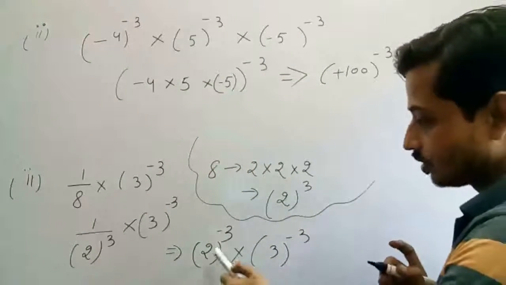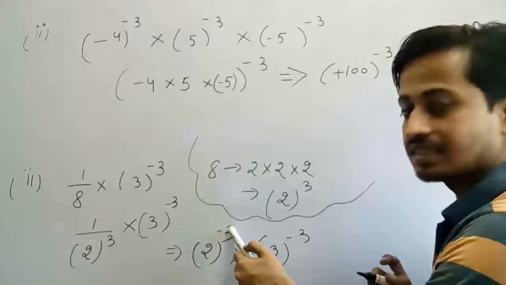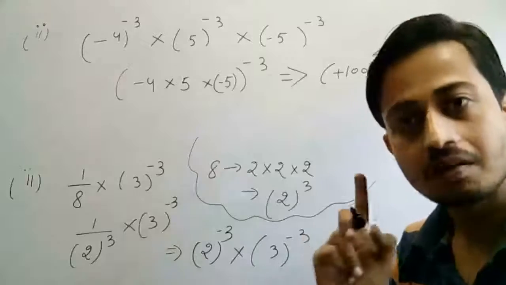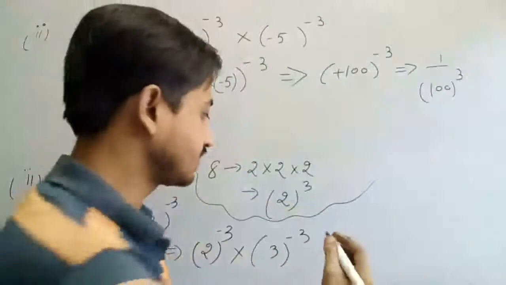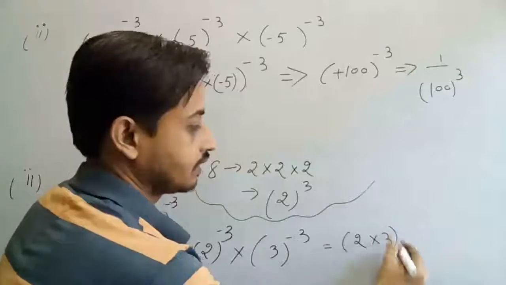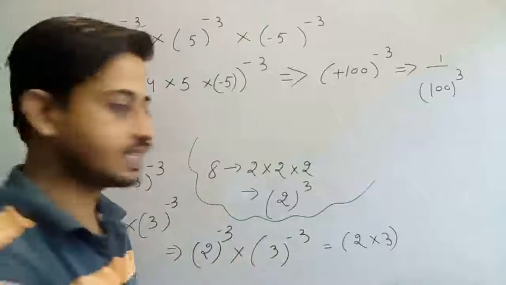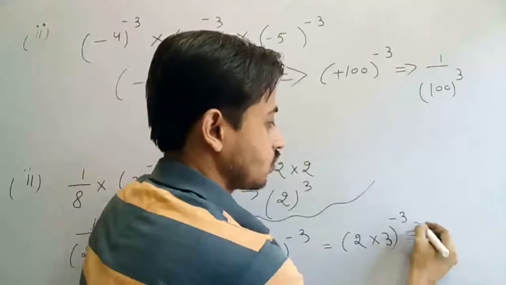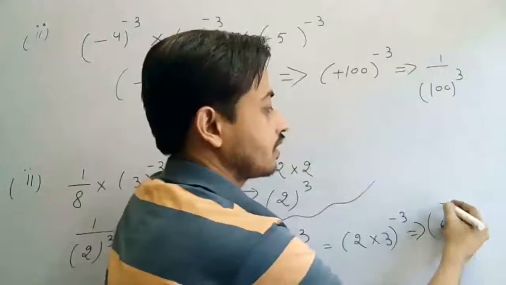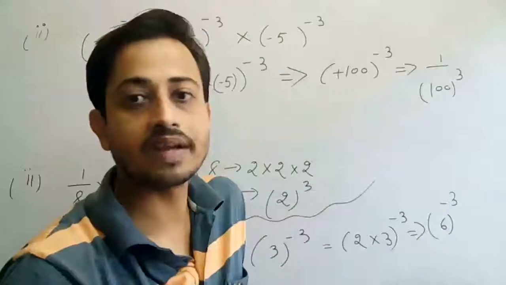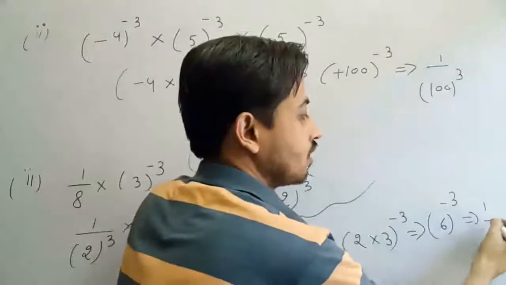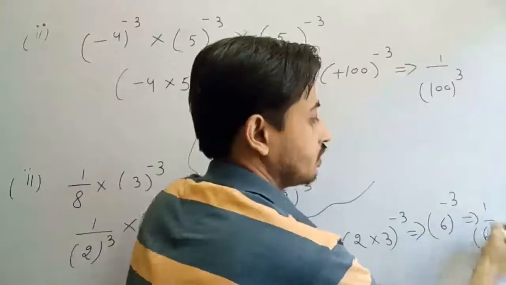Now please look. Here the power is same and the terms are multiplied, so exponents get multiplied. So what's the answer? 2 multiply 3, and the power remains same, so minus 3. 2 multiply 3 is 6, so 6 raised to the power negative 3. You can make it positive if we move it into the denominator part. So this becomes 1 upon 6 raised to the power 3.